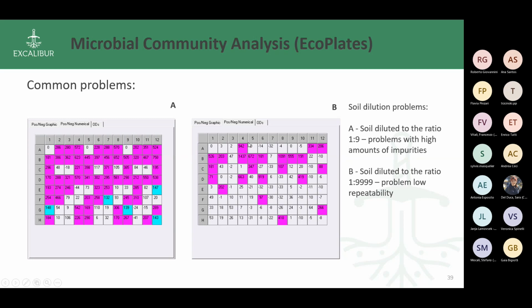Yes, so here, the data from here is other from the data from here and from here. So you need to keep in mind that you have to choose between the dilution and the soil impurities. So you cannot use sample diluted too much, but you cannot also use the sample diluted with too small a ratio. Yes.